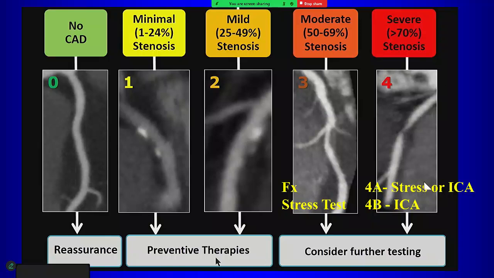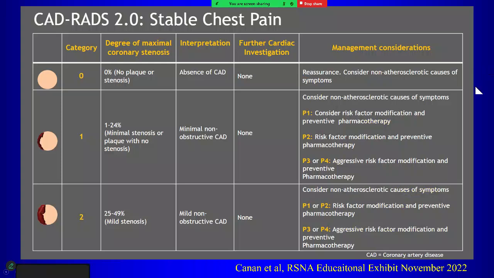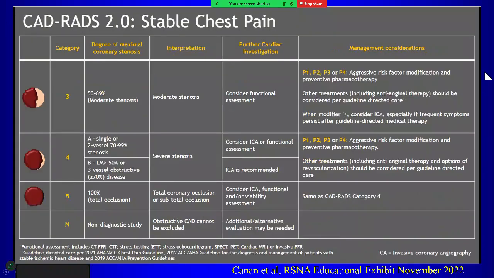For 4A, the recommendation is stress testing or invasive coronary angiography. If it's 4B, that's triple vessel disease or greater than 50% stenosis of the left main, so invasive coronary angiography is recommended. So this you should know, as those would be fair exam questions. Now, I've also given you this as far as the scoring and the management considerations, so this you can study on your own. This is for stable chest pain, the CAD-RADS scoring system and the management considerations.